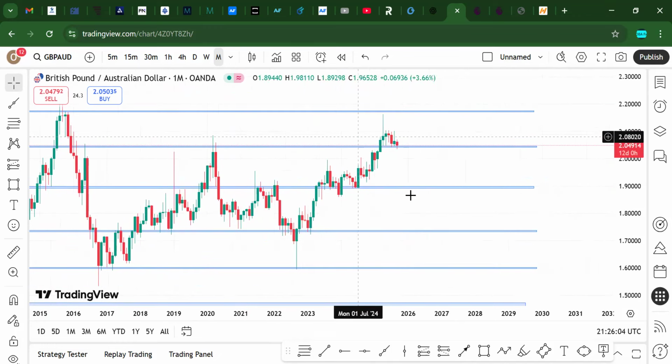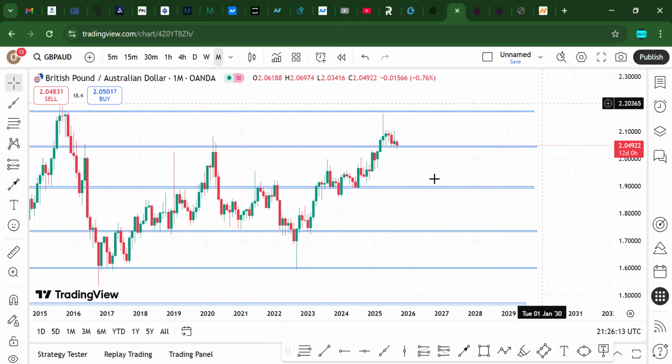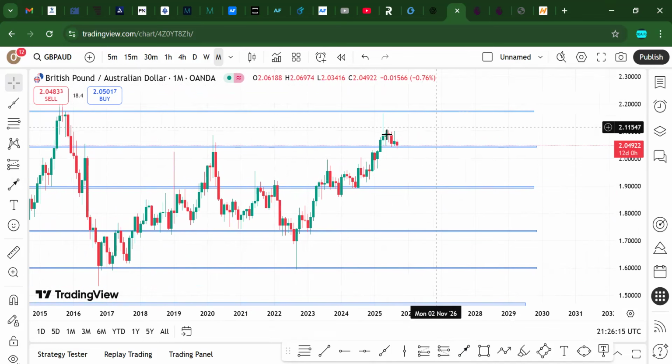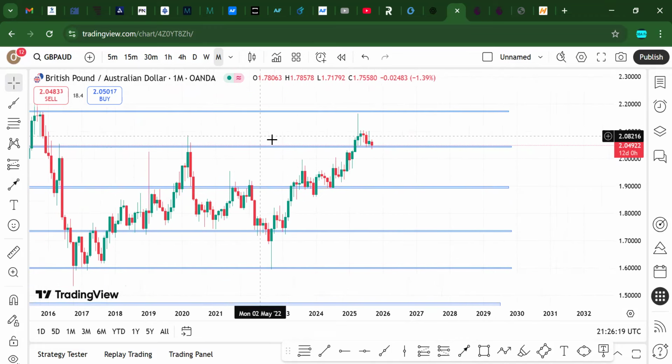So where do we think GBPAUD is going? We think the next destination will be this particular resistance zone. So that does it for our directional bias. We'll be looking to get buying opportunities in this particular market, because for quite some time now it's been in an uptrend. So the next thing would be to go to the weekly time frame.